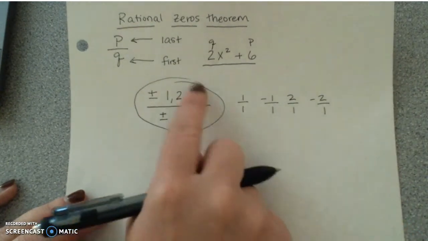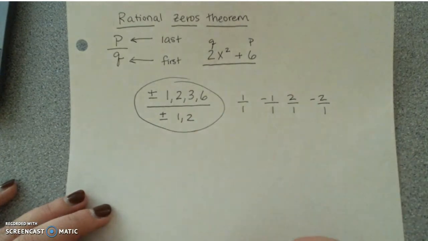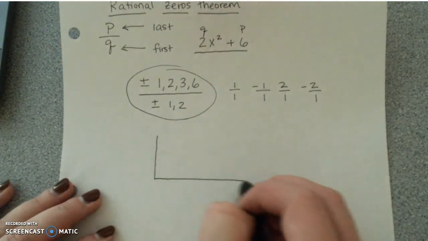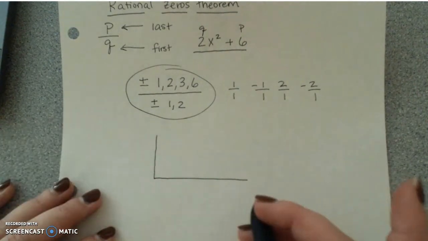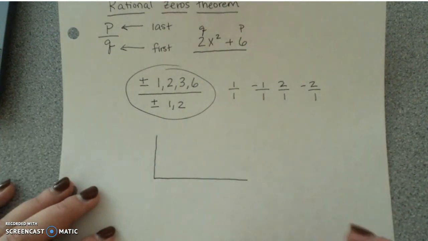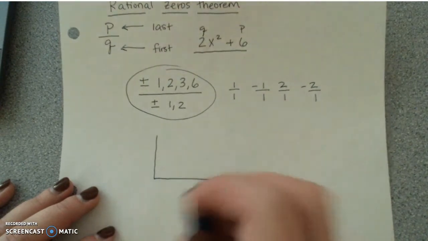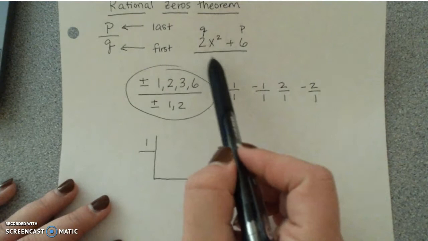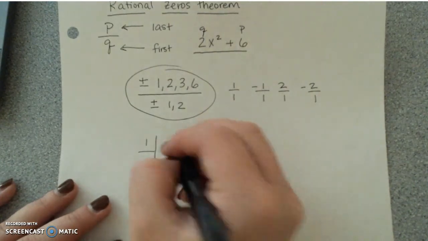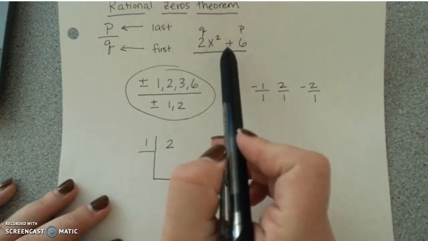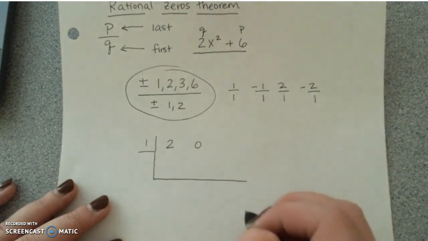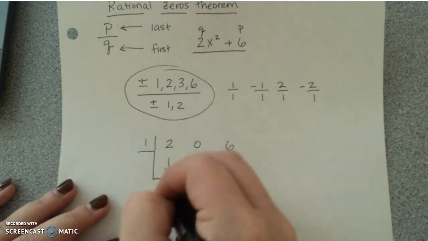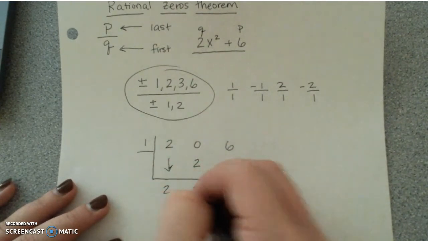So what if I want to test to make sure which one's a zero? I'm going to pick one of my zeros and I'm going to use synthetic division to test it. So you're going to be asked to do this on your review sheet. I'm just going to ask you to pick one zero and to test it. So if I wanted to test 1 over 1, I'm going to put my 1 on the outside. And remember, I put each coefficient on the top. So 2, I don't have an x in the middle, so I have to put a placeholder, and 6. And then I would complete synthetic division.